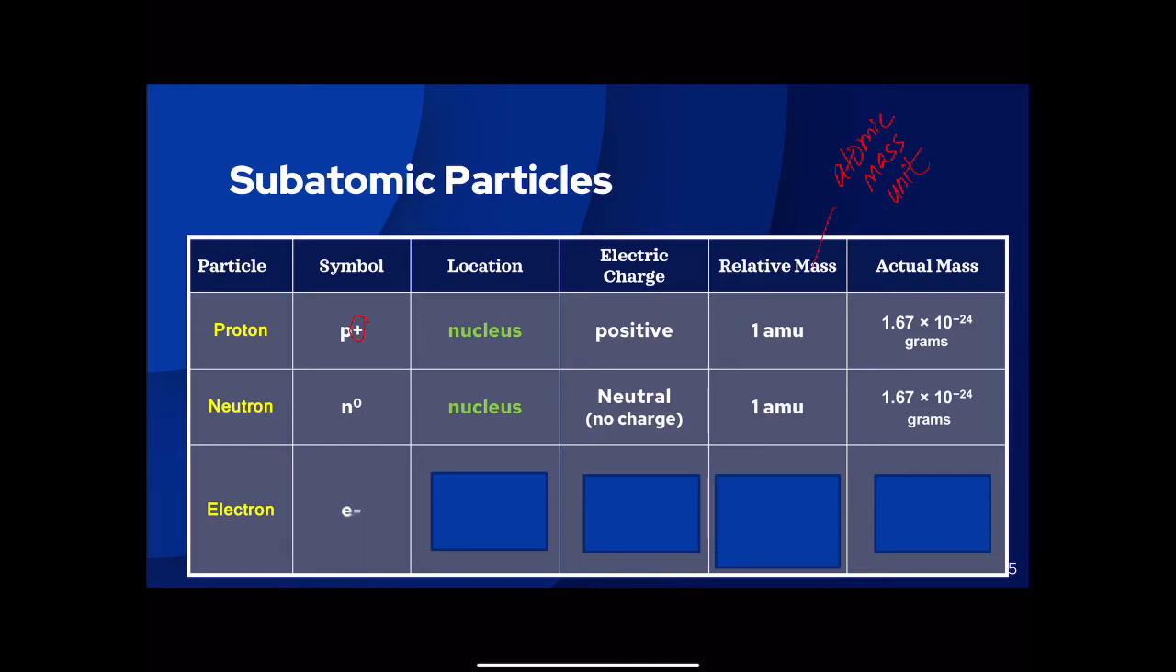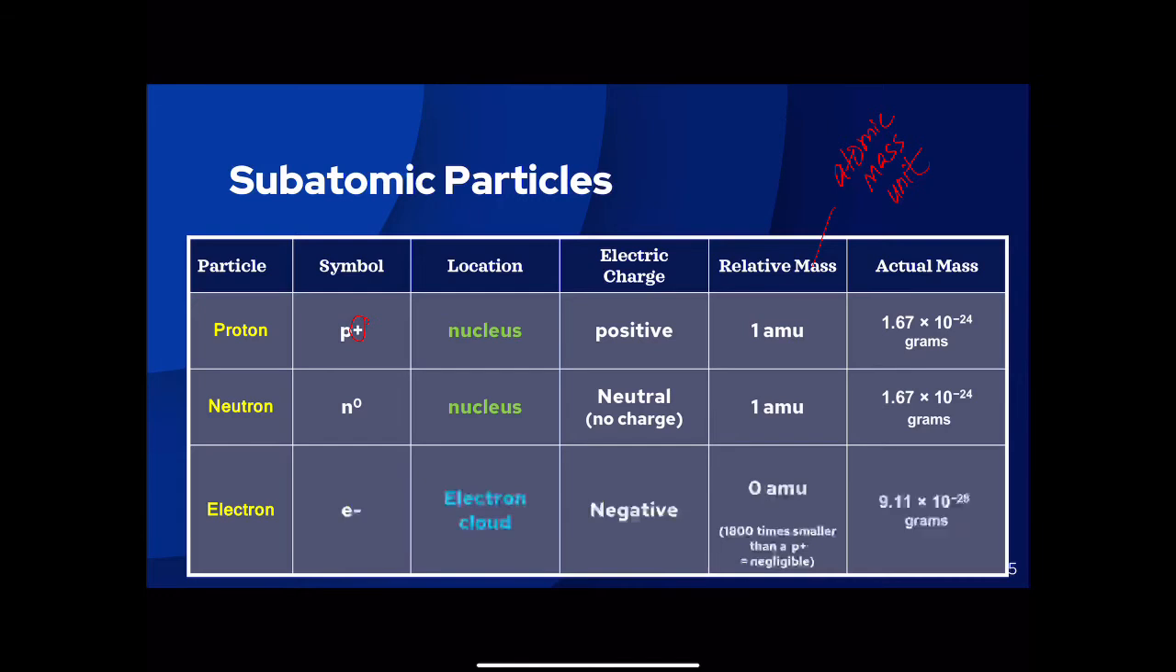Electrons, the symbol is an e with a negative sign. The location for the electron happens to be in the electron cloud, or more specifically on energy levels. The electric charge of an electron is negative. The relative mass is actually much smaller than that of a proton and a neutron. Electrons are approximately 1,800 times smaller than a proton, and for that reason, we consider their mass to be negligible. So we say the mass of an electron is equivalent to 0 AMU. The actual mass in grams of an electron, though, is 9.11 times 10 to the negative 28 grams. So you can see there is a large difference between the masses of an electron and a proton.